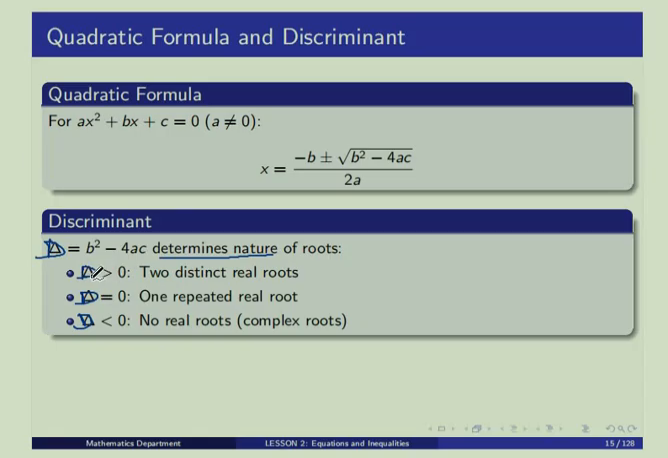If the discriminant is greater than 0, so if b squared minus 4ac is greater than 0, this means that you have got two distinct, unique, real roots. If the discriminant is equal to 0, it means that you have got one repeated root. And if the discriminant is less than 0, it implies that you have no real root. Then your roots are complex.